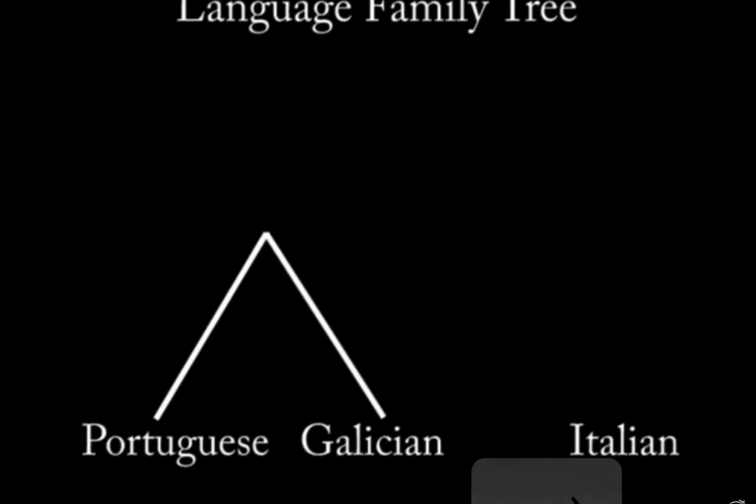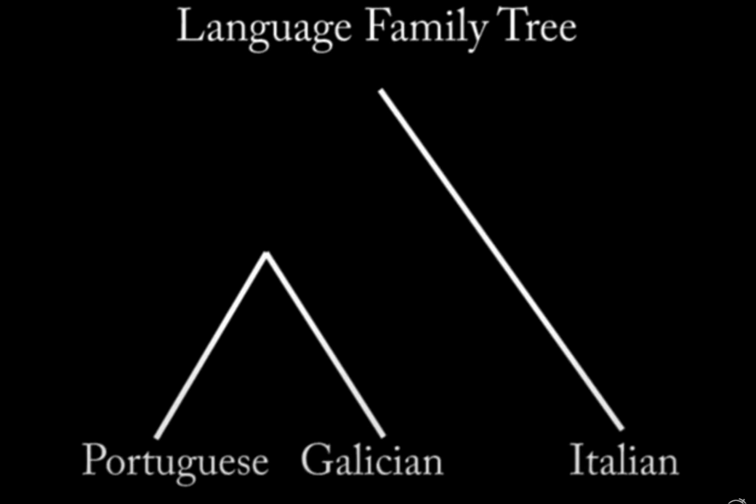We should extend this back the same way we do with a family tree. Now what we'll do is group Galician and Portuguese together in one branch of the tree, and then Italian in a separate branch of the tree. So now we've extended this relationship back over time. The branches that extend upwards on this diagram show you that in the past, these languages were actually more closely related to each other. In other words, they diverged from common ancestors.